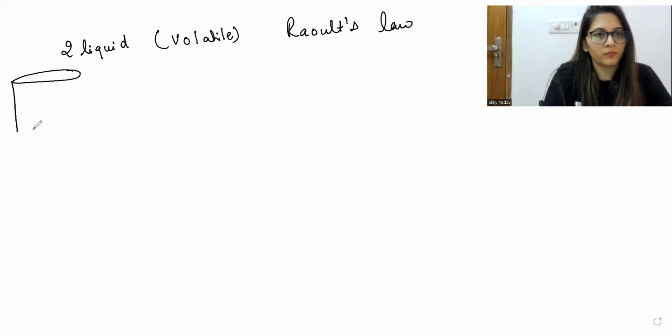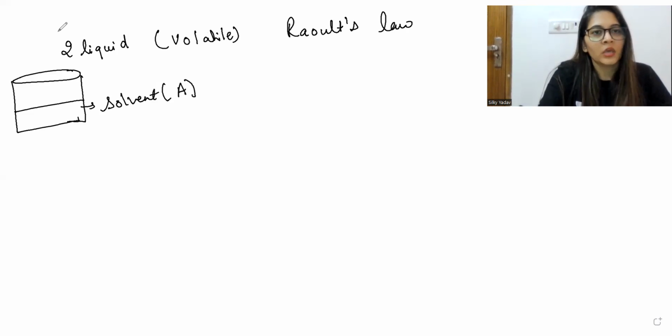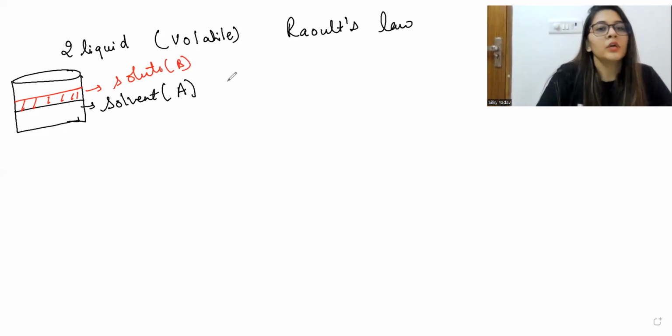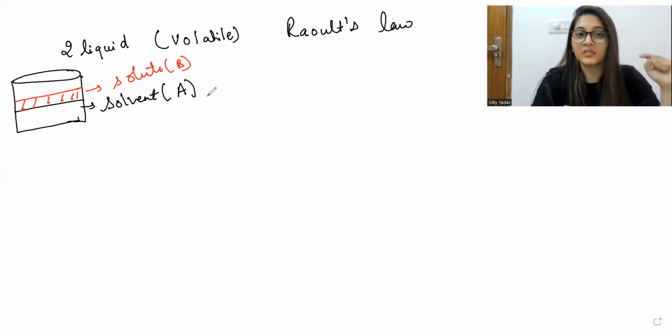This is a container. I've taken this much volume of the solvent. I will represent the solvent as A. And to that I'm adding the solute. This is the solvent we've already taken, so this is the solute. Okay, and now we all know that because they both are volatile, both of them are going to add to the vapor pressure above this liquid.